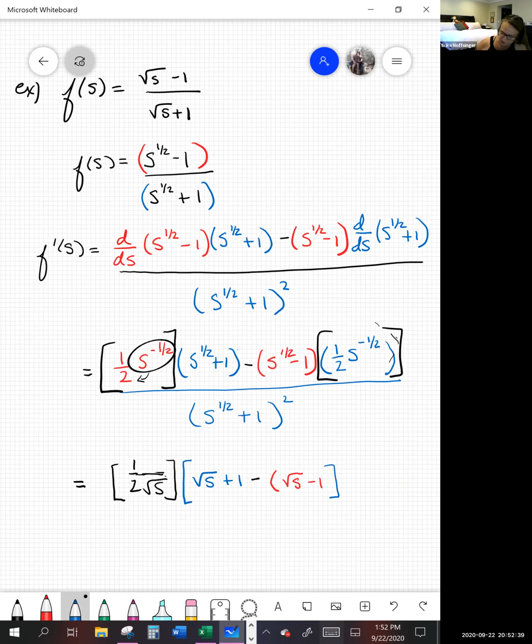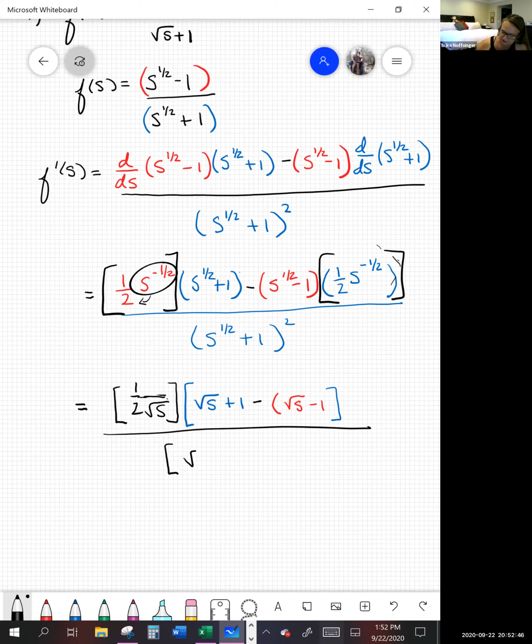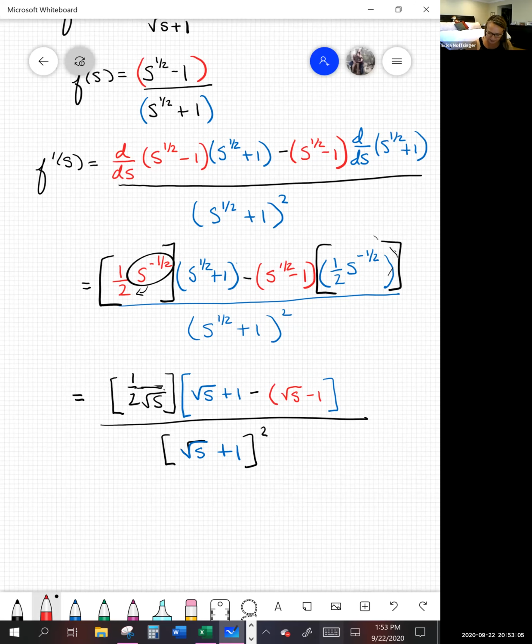I am not going to distribute the denominator. I'm just going to leave this as the square root of s plus 1, quantity squared. Unfortunately, this is a binomial. I can't just go in and square each piece. That would be wrong. I'd have to FOIL that out. So be careful on that piece. Notice here this negative distributes. So things actually clean up really nicely.